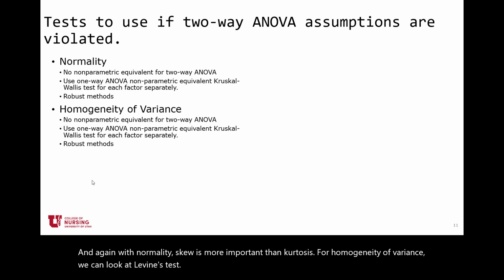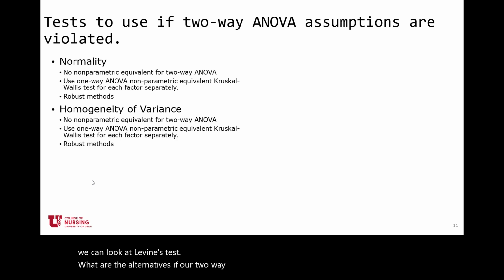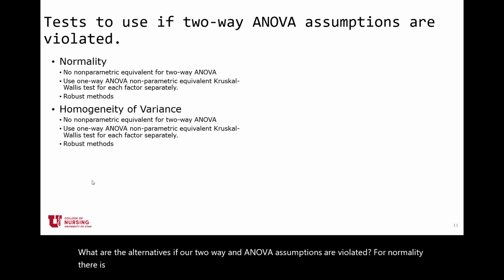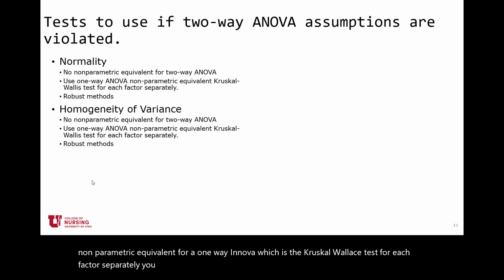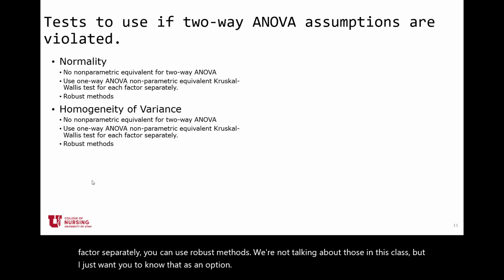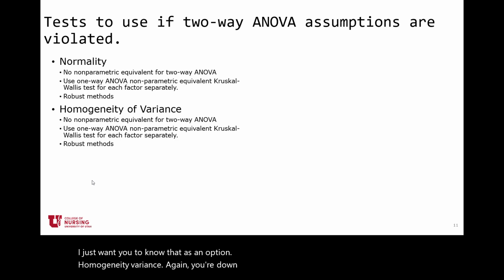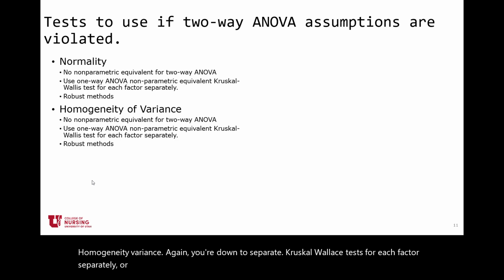What are all the alternatives if our two-way ANOVA assumptions are violated? For normality, there is no non-parametric equivalent for a two-way ANOVA. So you would have to use the non-parametric equivalent for a one-way ANOVA, which is the Kruskal-Wallis test, for each factor separately. You can use robust methods. We're not talking about those in this class, but I just want you to know that is an option. Homogeneity of variance, again, you're down to separate Kruskal-Wallis tests for each factor separately, or using robust methods.